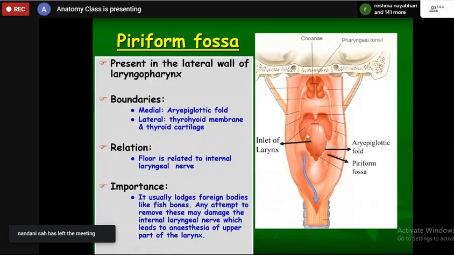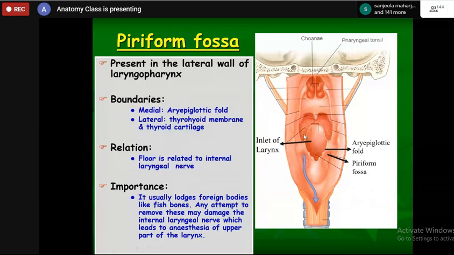Now next one is the apex. Now over here is the tongue, and I think you have already learned about the tongue. Just behind the tongue we have the vallecula. This vallecula will be separated from the piriform fossa by the glossoepiglottic fold. That is not necessary for you to memorize. The main thing you have to remember in the piriform fossa is the floor.